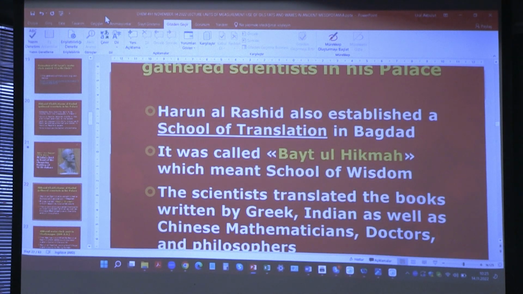And he established a school, which is called School of Translation. In Arabic, it's called Baytul Hikmah, meaning School of Wisdom. So they translated the science, they collected scientists and some translators. And usually the translators were Jewish people and also Assyrian people.